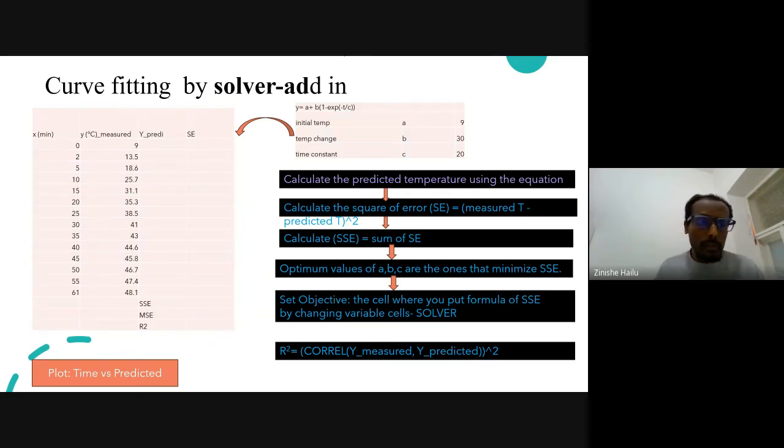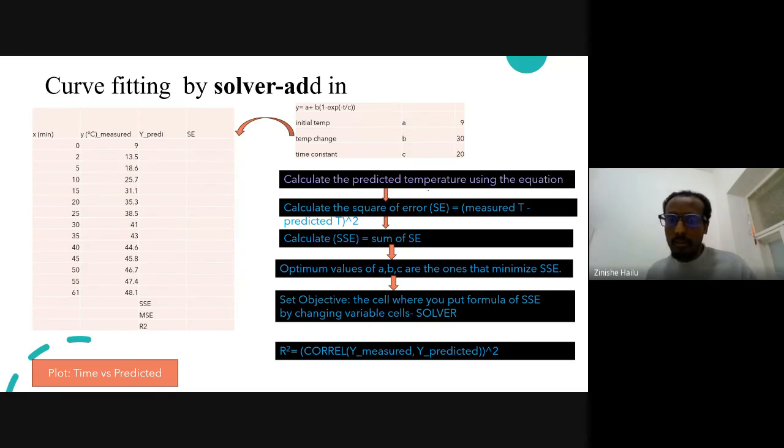Let's say we have a measurement with time versus temperature at different rates, and we are going to make a curve fitting with this theoretical formula. So first, initially we put in these variables. These are the variables which need to be optimized in order to reduce the difference between the measured value and the predicted value. So with this, we have to follow the following steps.